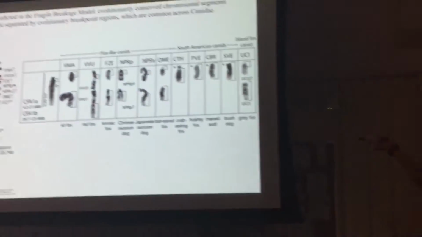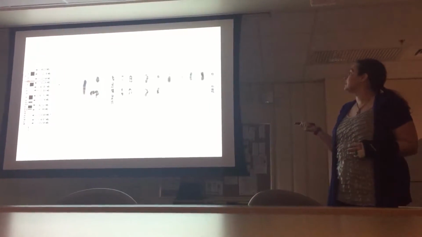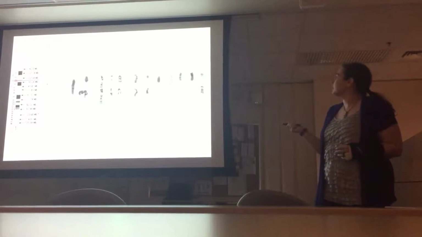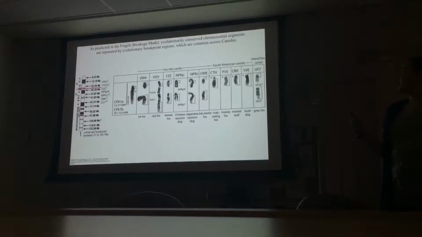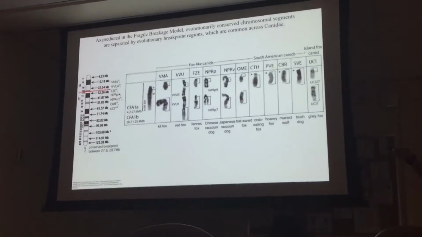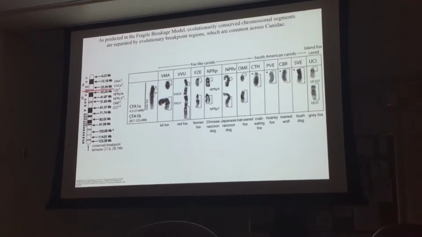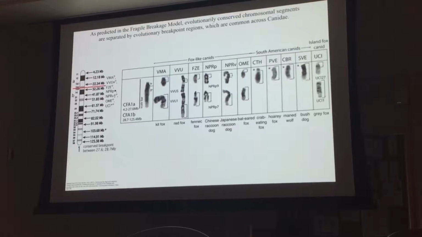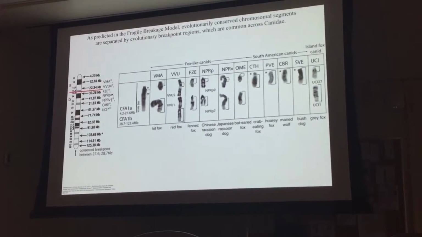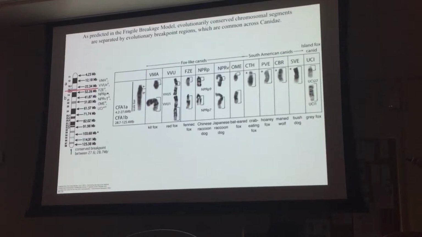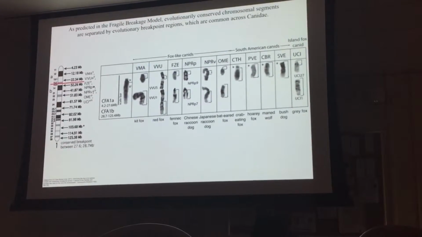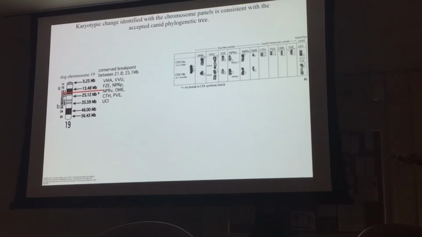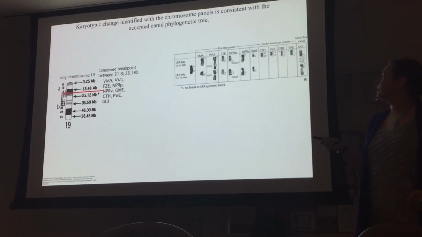What is interesting is that these species actually correspond to the fox-like canids. So if you examine the species that lie in fox-like canids, South American canids, wolf-like canids, including dog, and the island fox canids, you will see that there's a pattern of breakpoint regions. This is a different set of chromosome probes.